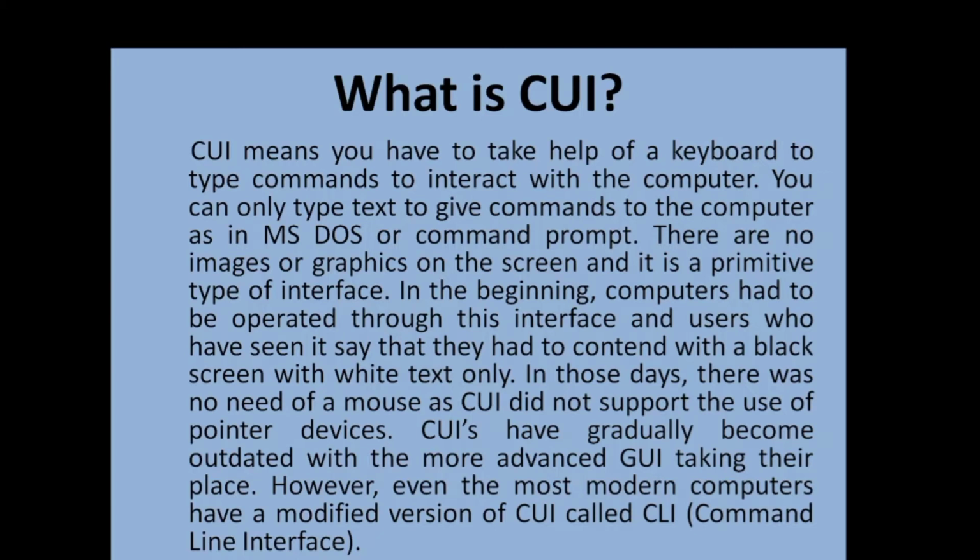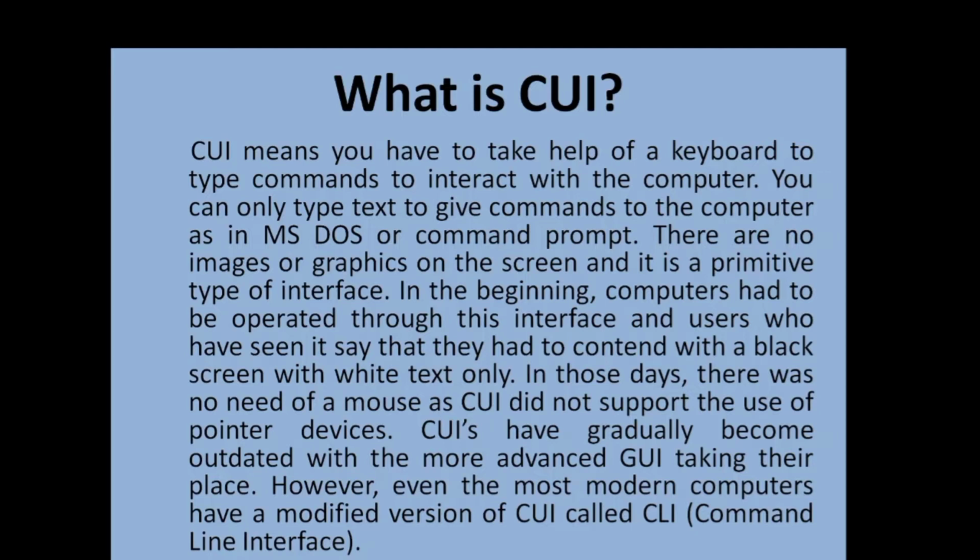There are no images or graphics on the screen, and it is a primitive type of interface. When we talk about the CUI, the command line or character user interface, the screen has no images, no graphics, no color, nothing at all. It is just a primitive type of interface, called the command prompt. In the beginning, computers had to be operated through this interface, and users who have seen it say they had to contend with a black screen with white text only.